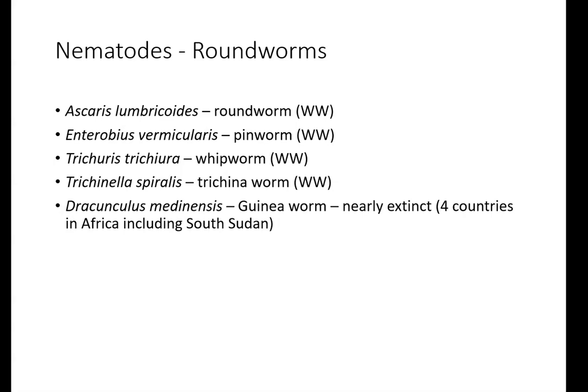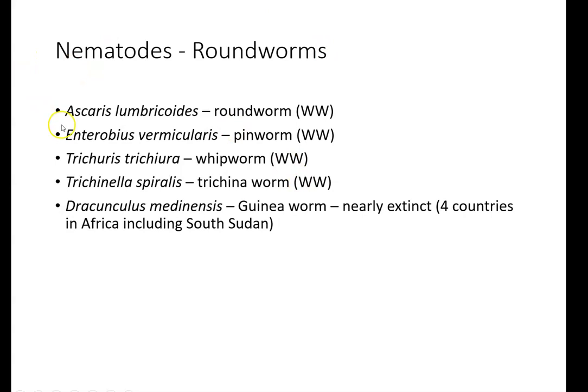Okay, nematodes. So nematodes are round worms. And we have a handful that you have to know. All of these are worldwide. They're found worldwide, all over the place, except for the last one, Dracunculus medinensis. That is almost taken care of. But there are currently four, sorry, at the time of me developing this in 2018, we had four countries in Africa that still had guinea worm present in their populations. And this used to be horribly, horribly popular. It was like all over the place. So we'll learn more about that later.